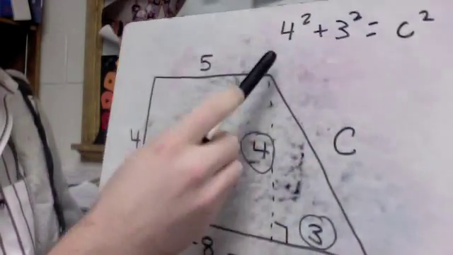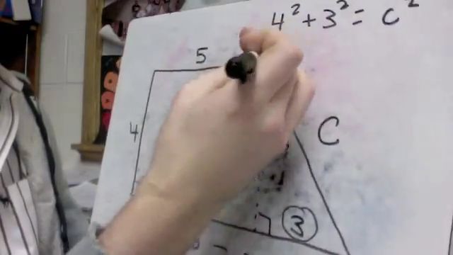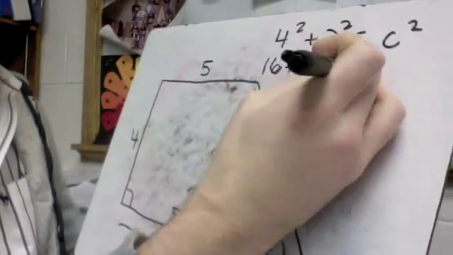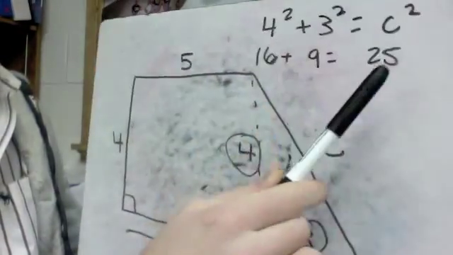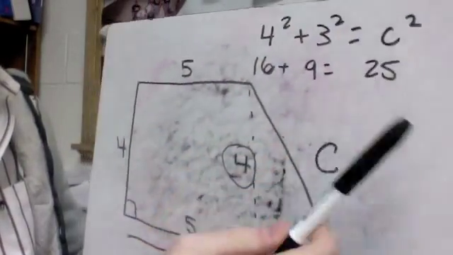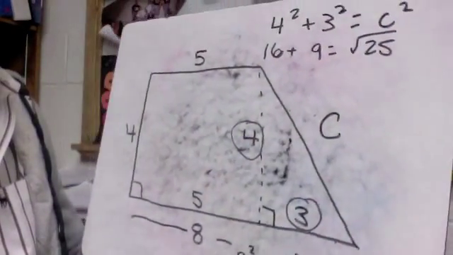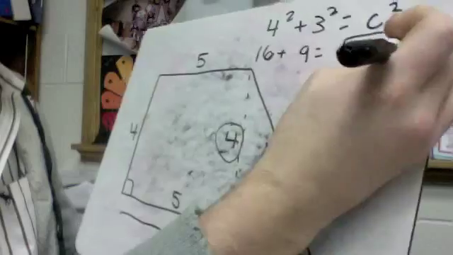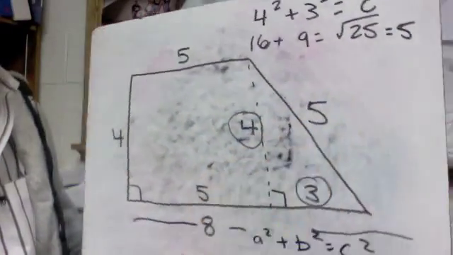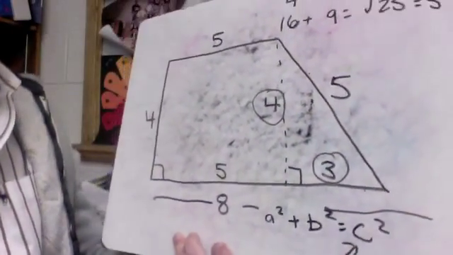So let's do that. 4 times 4 is 16. 3 times 3 is 9. We add those together, we get 25. Now, we wanted to know what this was before we squared it, before we went to the second power, so we just need to find the square root of it. The square root of 25, of course, is 5. So that means that this side is 5.